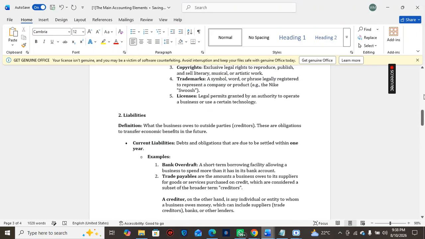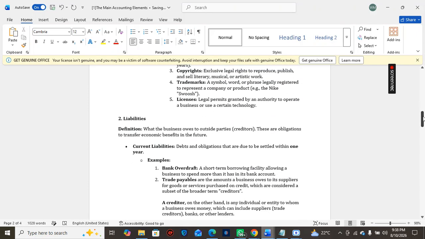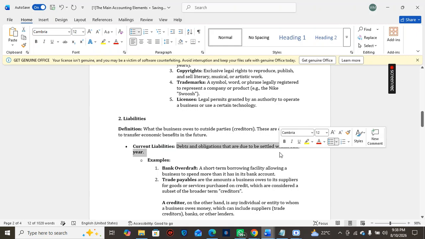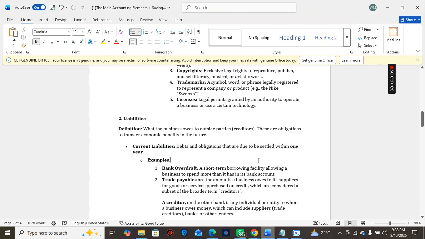Okay. Current liabilities, this is what you owe and has to be paid within a year. Debt and obligations that need to be settled within a year. Examples: overdrafts, trade payables, people who you owe money. Other words you might hear are creditors.